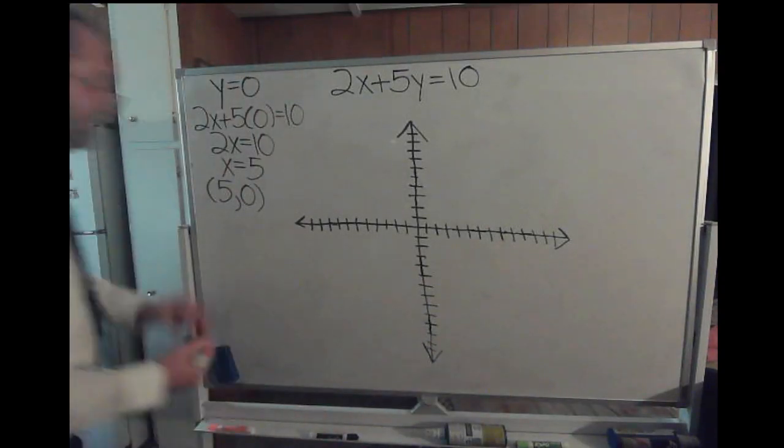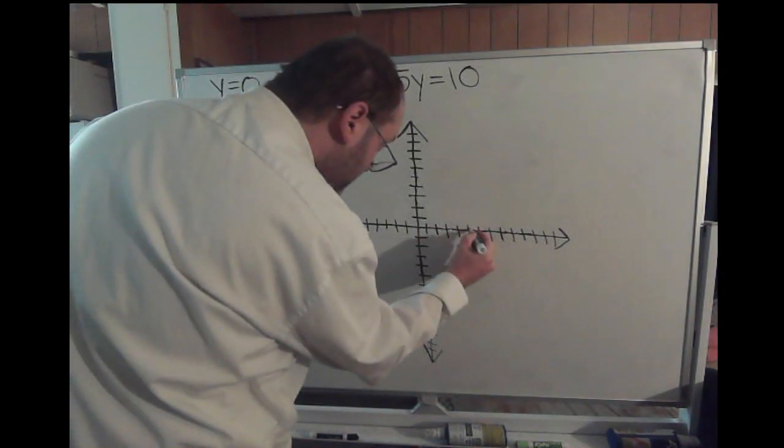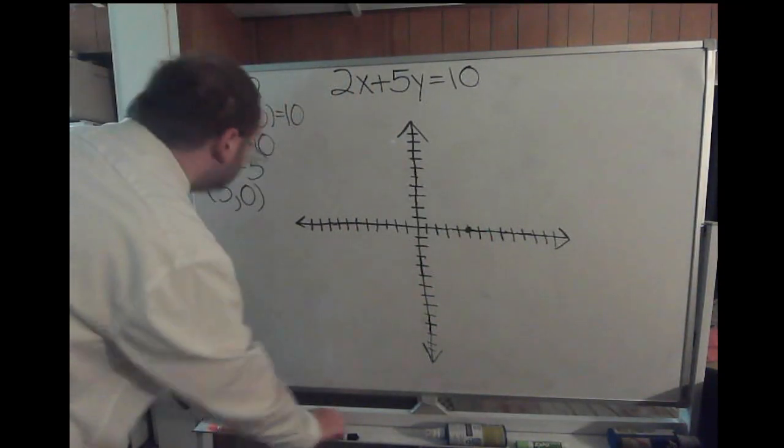So 5, 0, let's plot that. 1, 2, 3, 4, 5. There's 5, 0 right there. Now let's do the opposite.